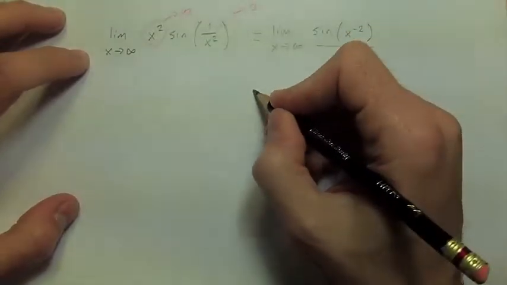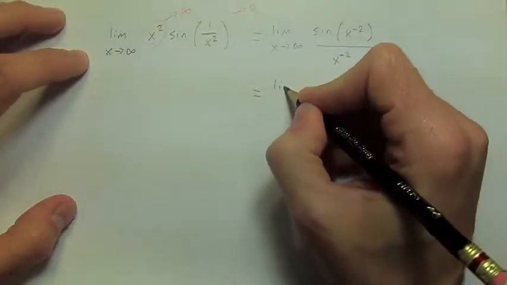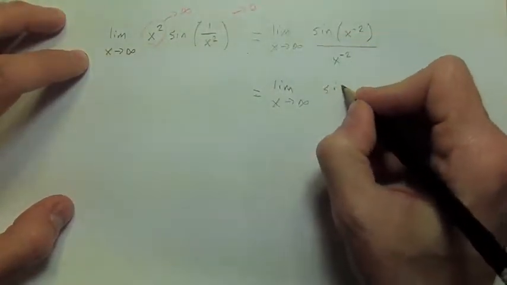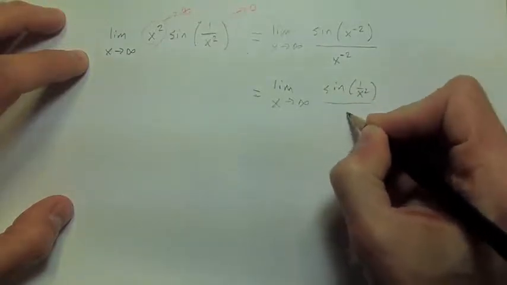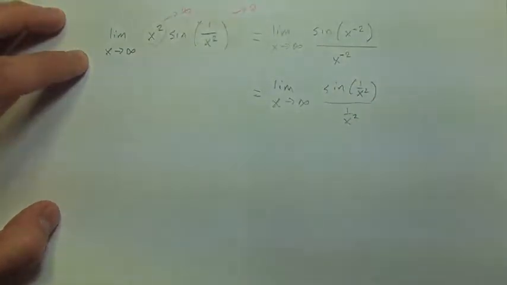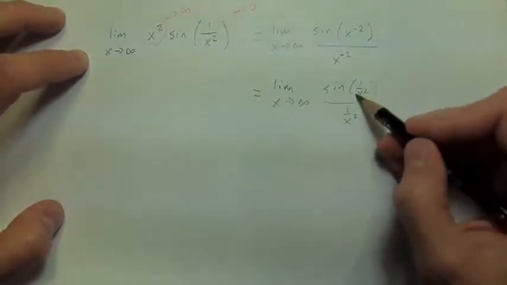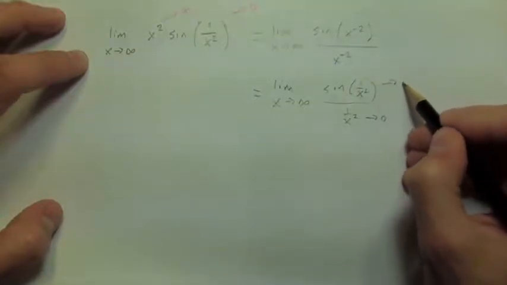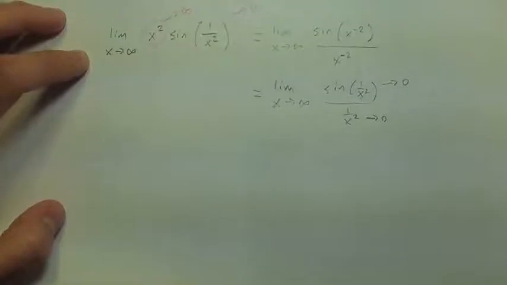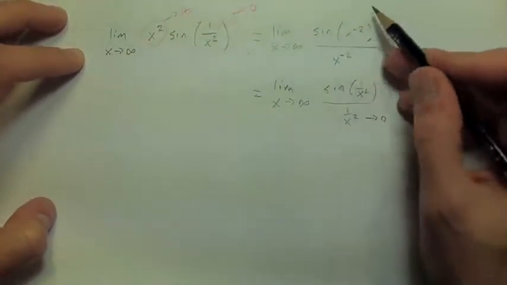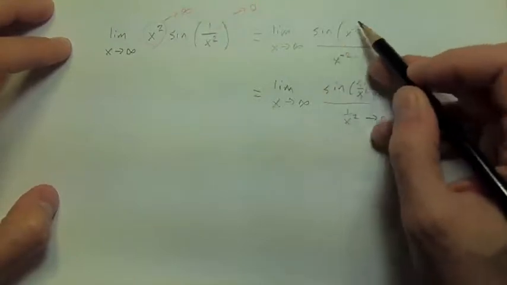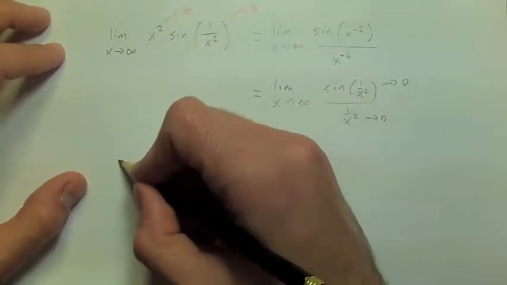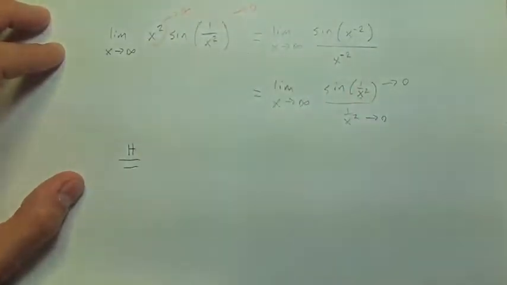You can think of this problem as either sine of x to the negative 2 or sine of 1 over x squared, over 1 over x squared. Whichever is more comfortable for you, because as x goes to infinity, 1 over x squared goes to 0. So the bottom goes to 0, the top goes to 0. This is a 0 over 0 case. Okay, that might be a little harder to see here, but it'd be a little easier to take the derivative here. So what we're basically going to get is using L'Hopital's Rule.